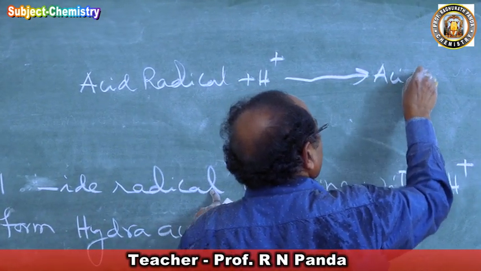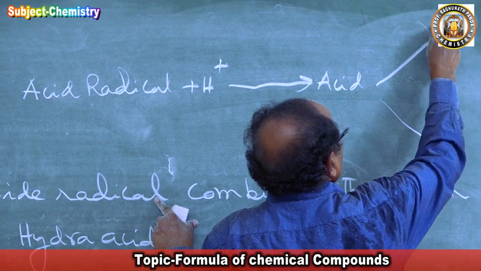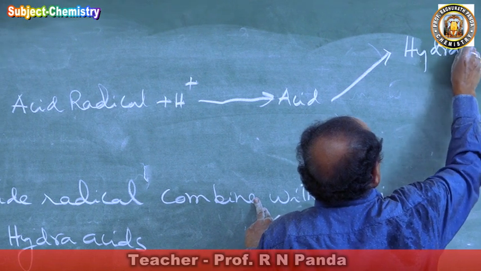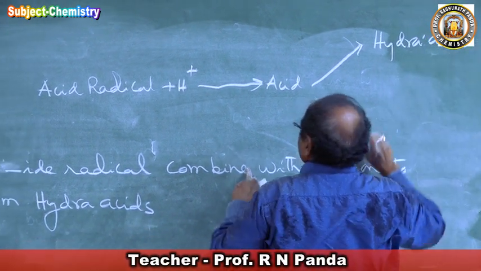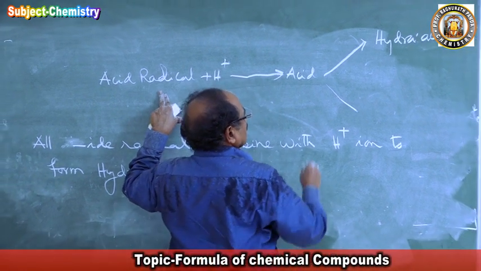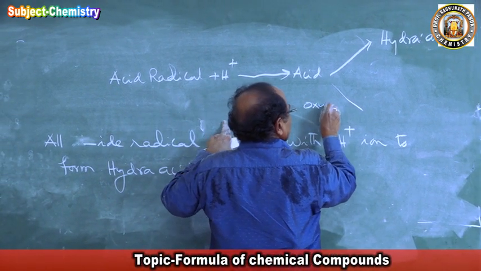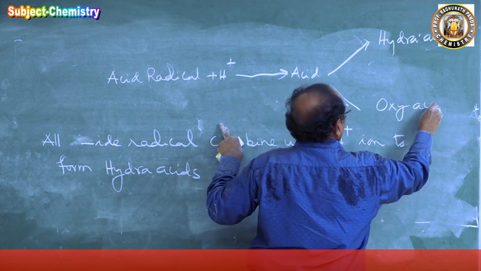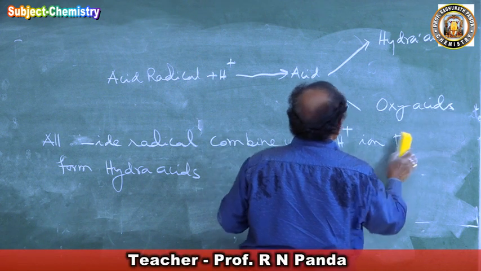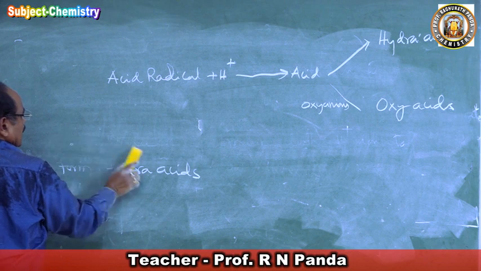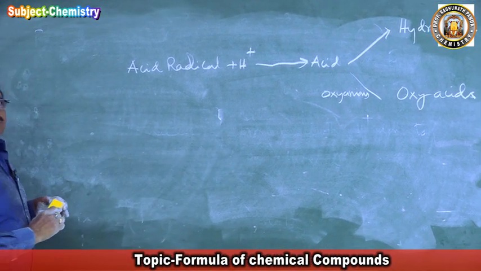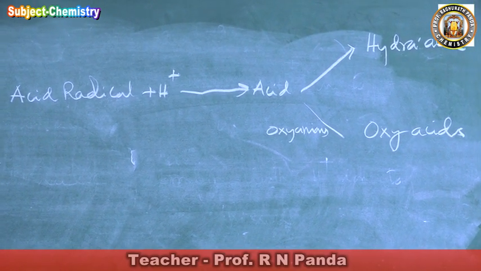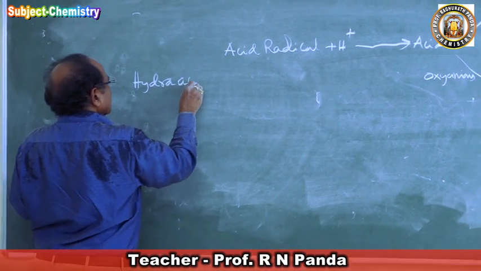So this acid will be of two types. When this combines with a halide radical, it will form hydra acid. And some acid radicals have oxy anions. When they combine with oxy anions, they form oxy acid. So our acids will be of two types: hydra acid and oxy acid. Let's write the formula and name for hydra acid.